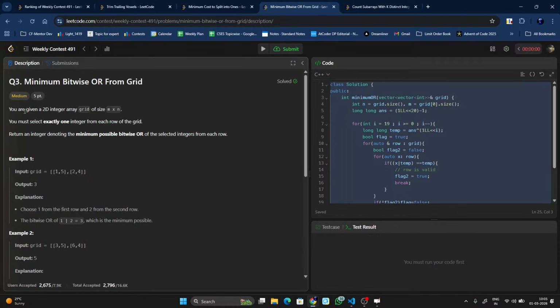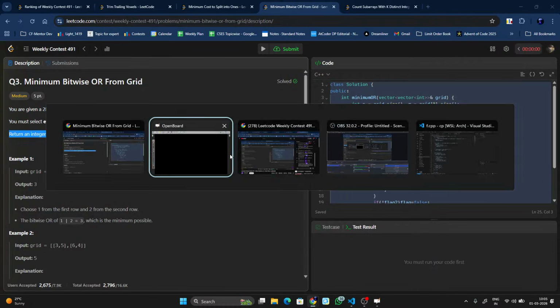Okay, so we have been given a 2D integer array grid of size m cross n. You must select exactly one integer from each row of the grid and return an integer denoting the minimum possible bitwise OR of the selected integers from each row. Okay, so for this, I assume that you have sufficient knowledge of bit manipulation.